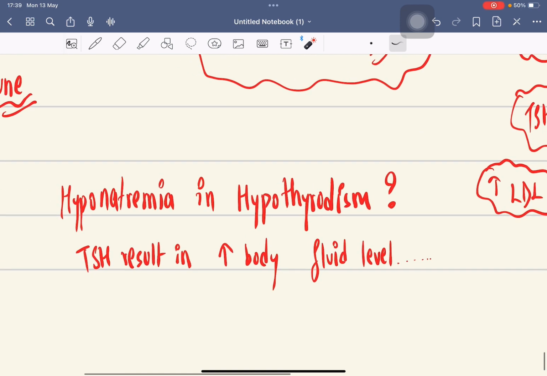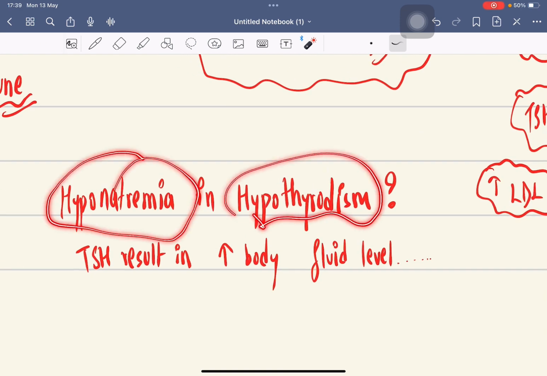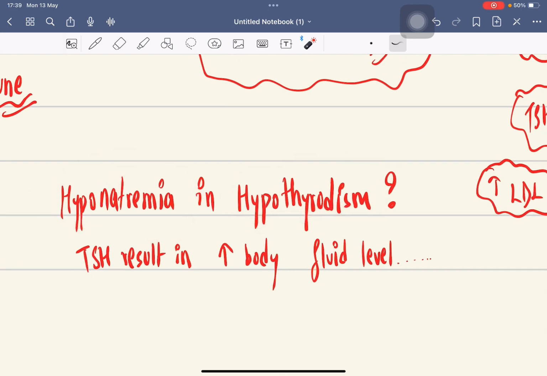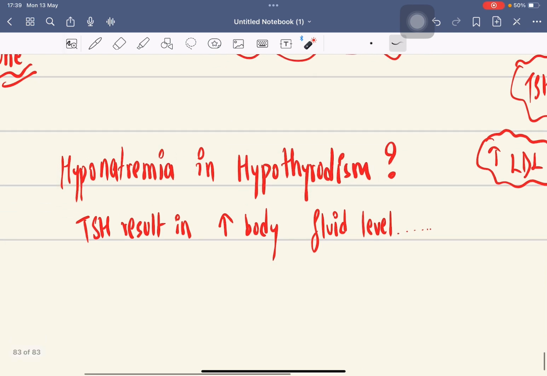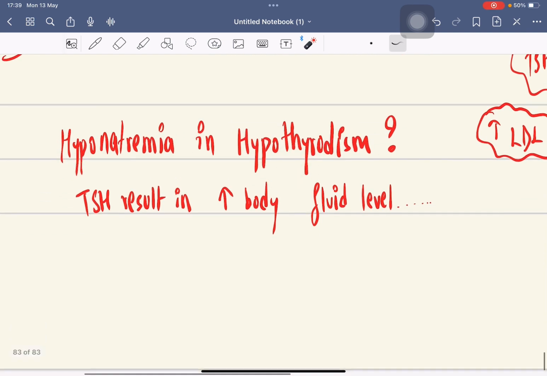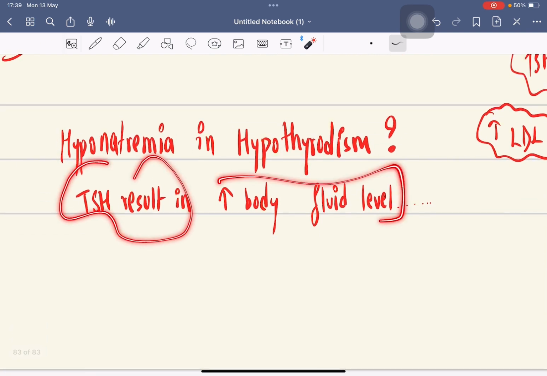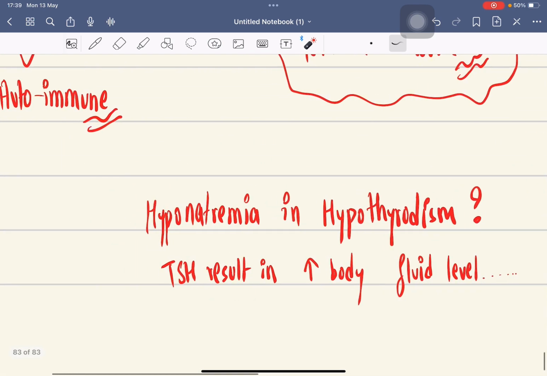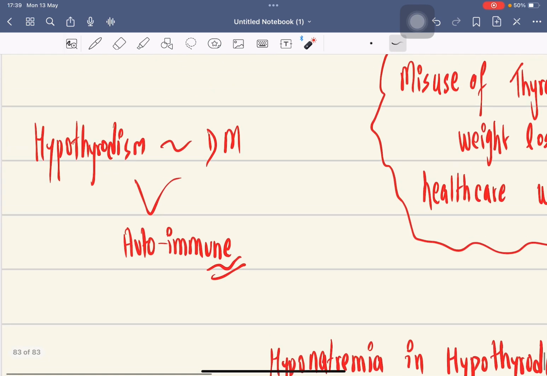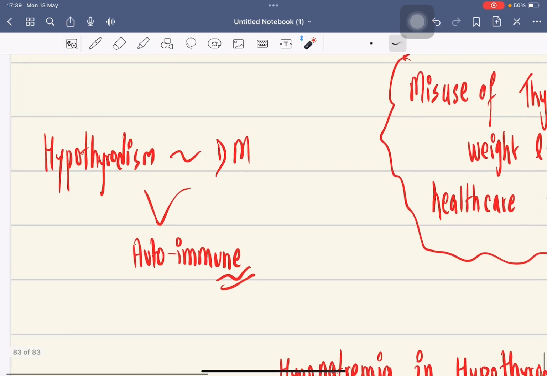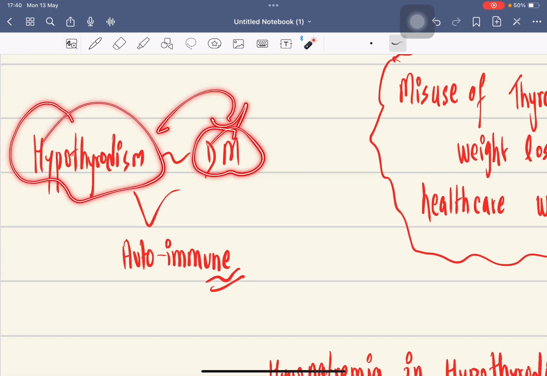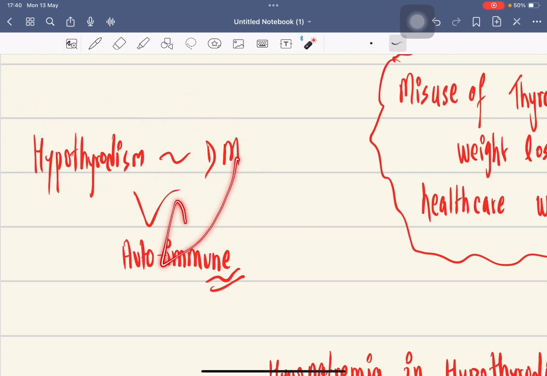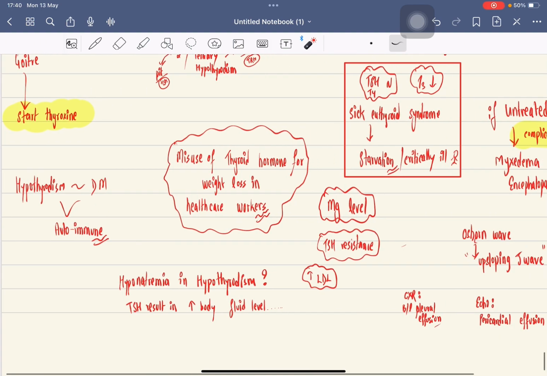We should be aware that hyponatremia is very common in hypothyroidism. If there is acute hyponatremia, then it might be due to acute hypothyroidism. We should be aware of that. It is because TSH affects the body fluid levels, resulting in hyponatremia. And if the patient has hypothyroidism, they might be a candidate for diabetes mellitus because both are autoimmune conditions.